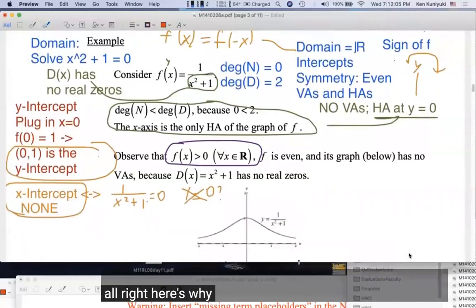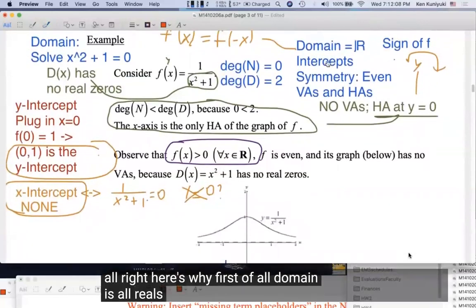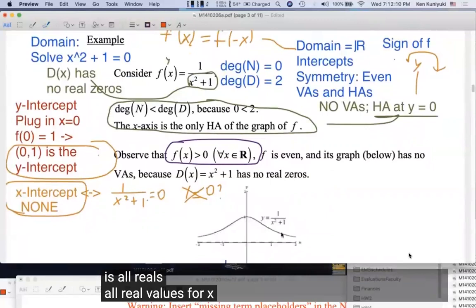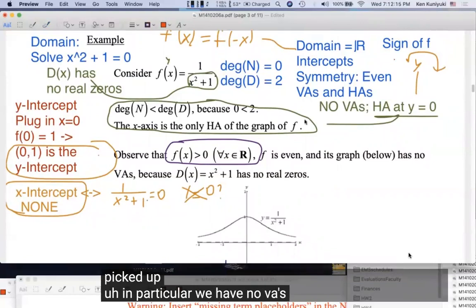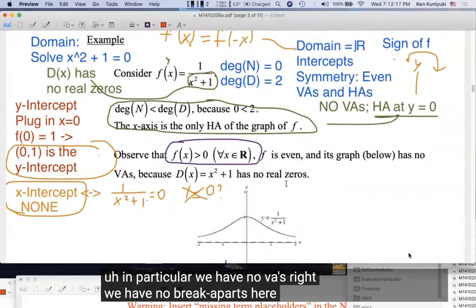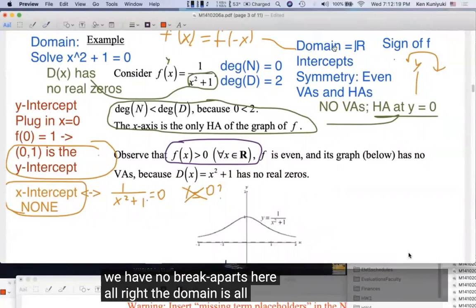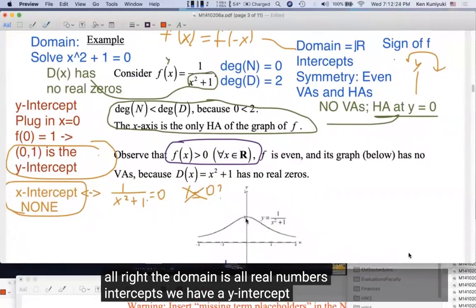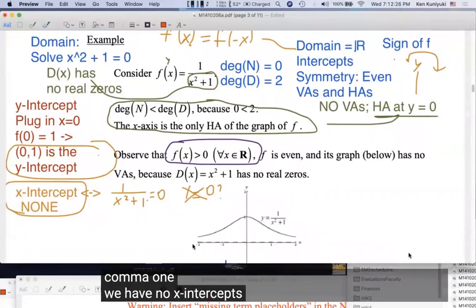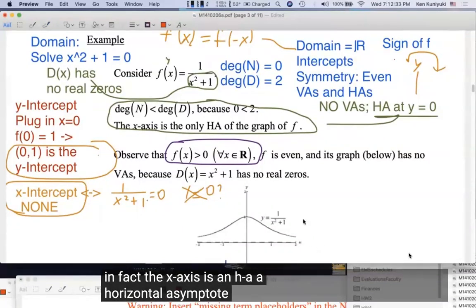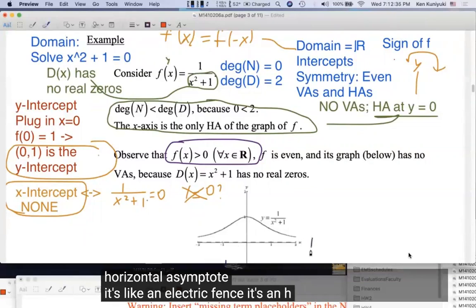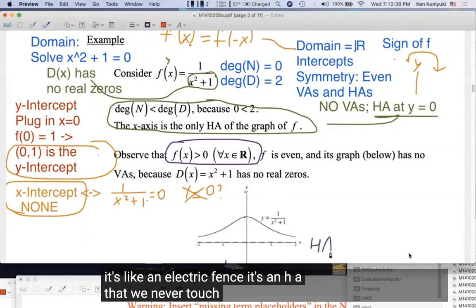All right, here's why. First of all, the domain is all reals. All real values for x coordinates are picked up. In particular, we have no VAs, right? We have no break-aparts here. Intercepts: we have a y-intercept at (0, 1). We have no x-intercepts. In fact, the x-axis is an HA, a horizontal asymptote. It's like an electric fence. It's an HA that we never touch.